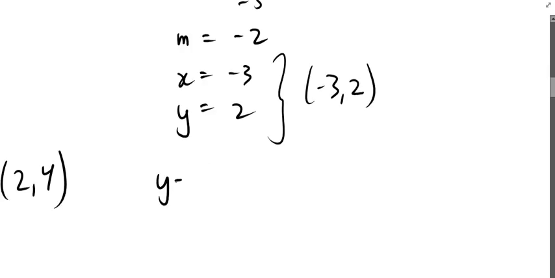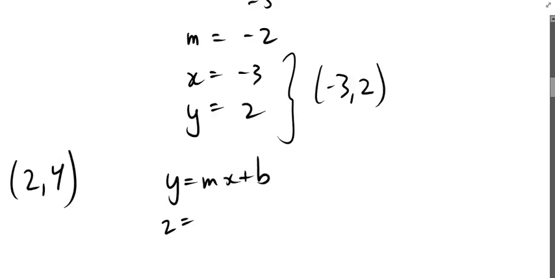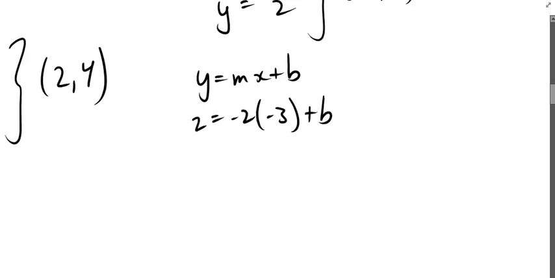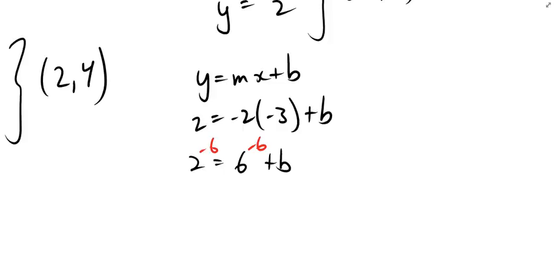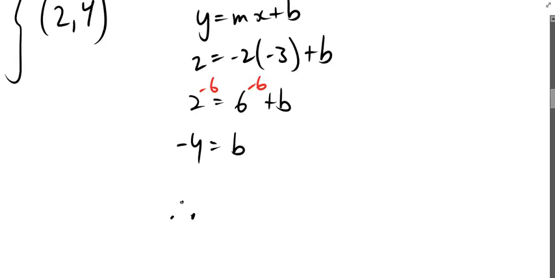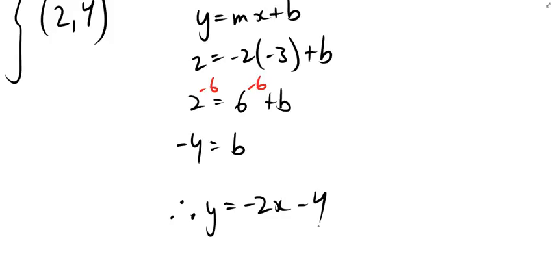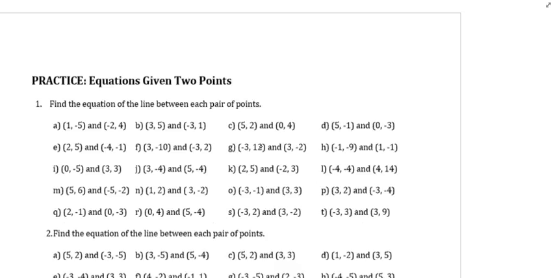So here's where I'm not done yet. Y equals mx plus b. So y is 2, m is -2, x is -3 plus b. So that's 2 equals 6 plus b. Subtract 6, and I get -4 equals b. And what's the whole point of this? Y equals m, which is -2x, and then b, minus 4. How are we feeling about that? Good, awesome.